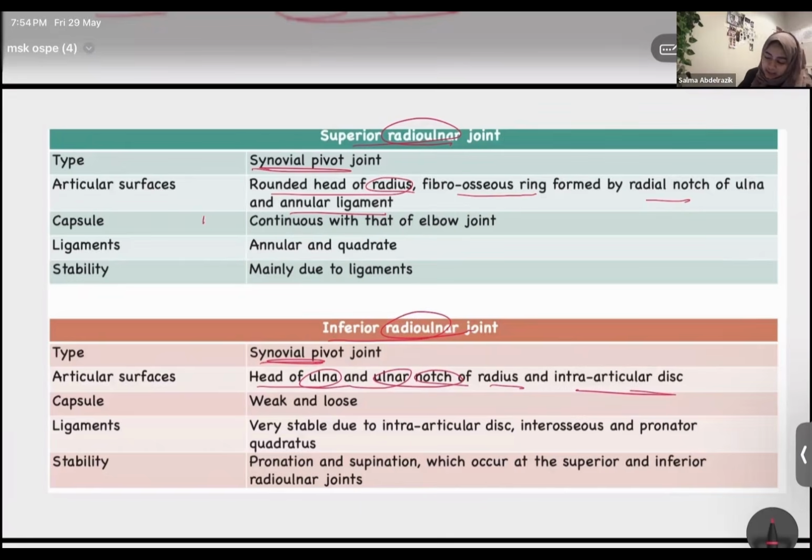Here, the capsule is continuous with that of the elbow. Here, it's a weak and loose capsule. Here, the ligaments are annular and quadrate. Here, the ligaments are very stable due to the intra-articular disc, interosseous membrane and pronator quadratus. Movement here is pronation and supination, which occurs at the superior and inferior radioulnar joints. Pronation, supination, as if you're holding a bowl of soup, so it's supination. And your stability is mainly due to the ligaments.